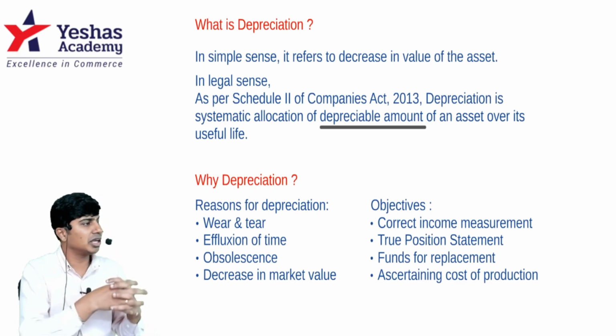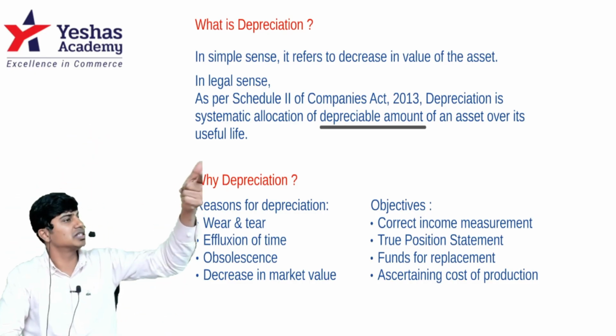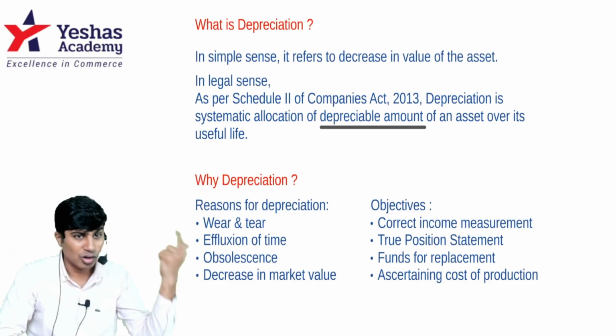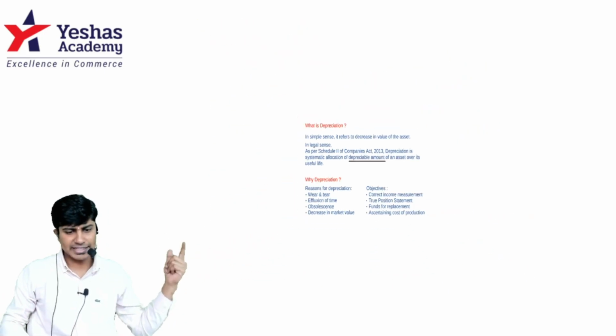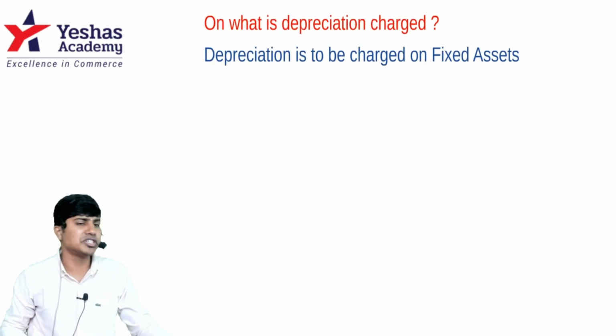When you go on accumulating the money, by the time that 1 lakh rupees asset becomes zero, you will have enough money to buy a new asset. I hope you understood. Fantastic. Let's proceed.